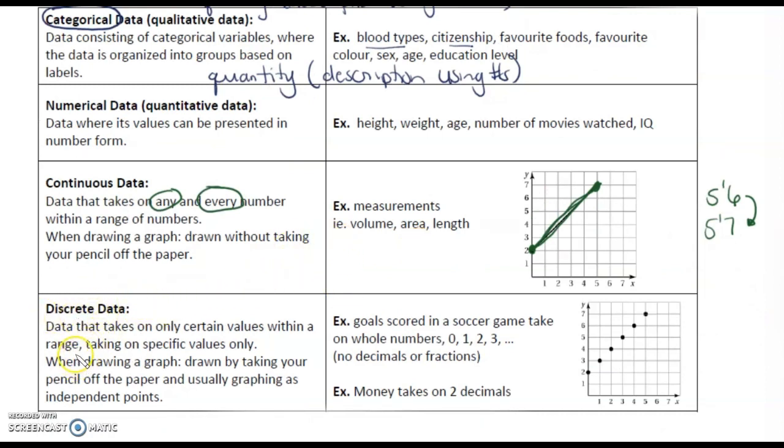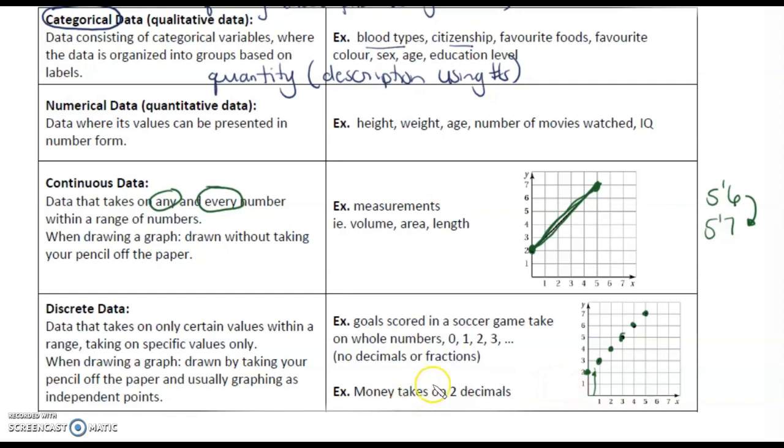And now discrete data. Data that takes on only certain values within a range. And so it takes on specific values only. So when drawing a graph, it's drawn by taking your pencil and lifting it off of the paper. And it's usually drawn as independent points. Okay? An example of this is number of goals that you score in a soccer game. Okay, 0, 1, 2, 3. Okay, you cannot score 0.2, 0.5. It doesn't make sense.